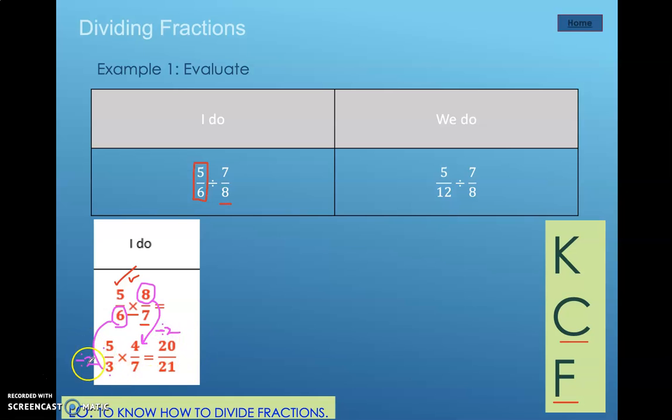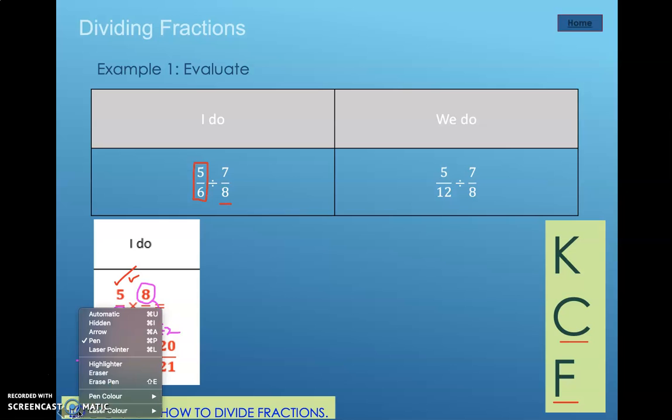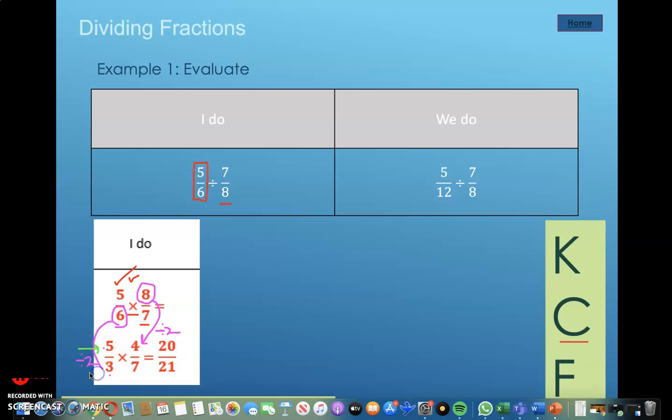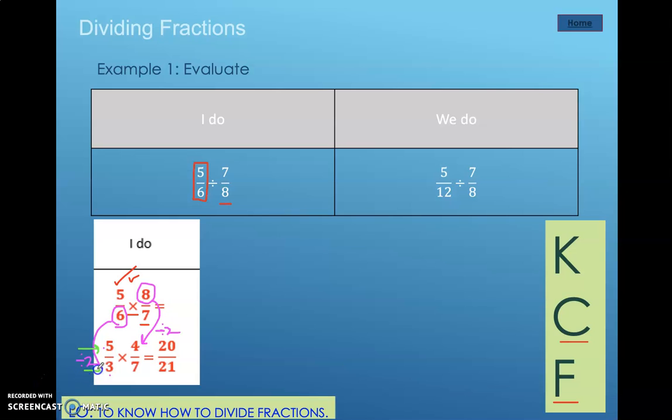So now we just have to multiply our numerators together. So 5 times 4 gives us 20. And multiply our denominators together, the bottom numbers, which gives us 3 times 7, which gives us 21. So we got 20/21. If you can now pause the video and use the keep, change, flip method to work out the we do. You have 30 seconds.